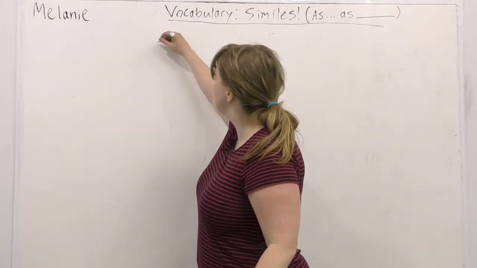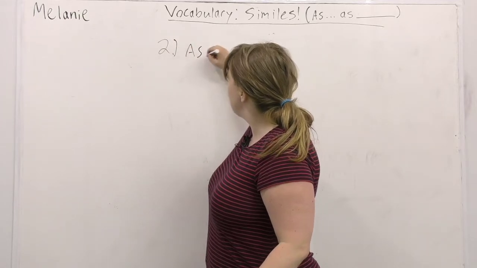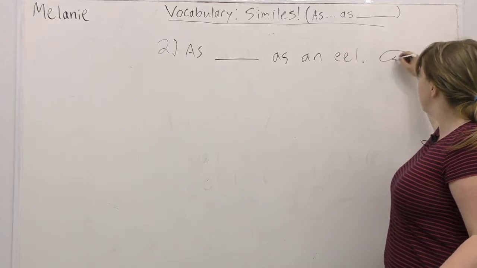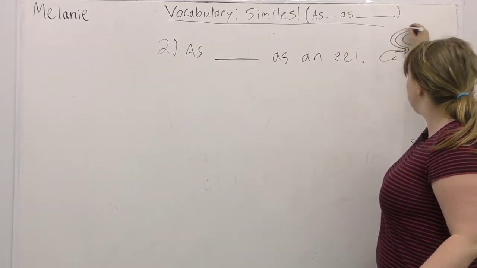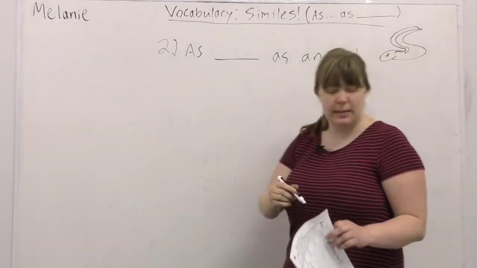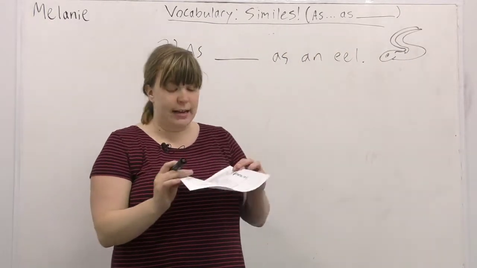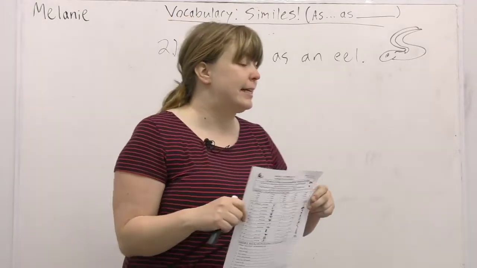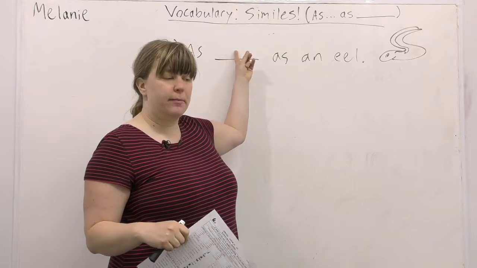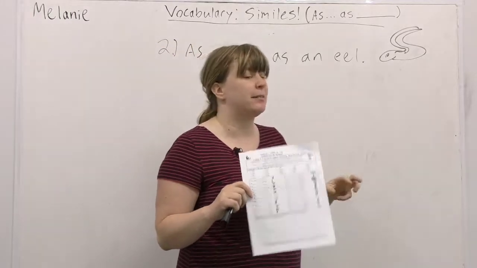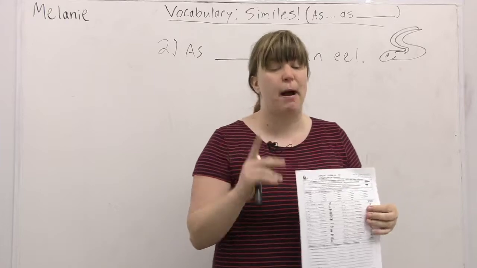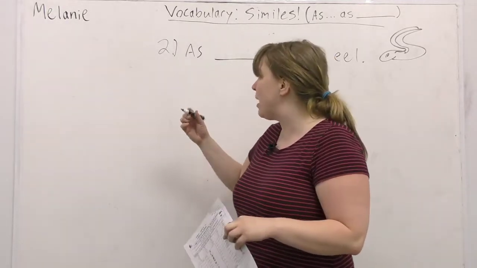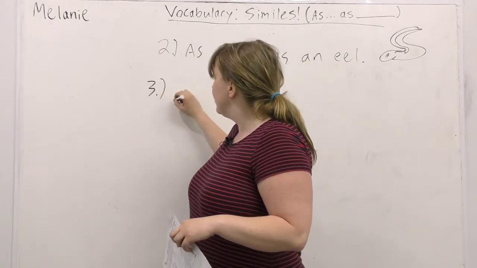We just did this one a few minutes ago. As something as an eel. Remember I drew this guy, the water snaky looking guy? So take a look at all the adjectives here, and please tell me which adjective we should put in this blank. I'm going to give you a minute to think about that, and please type out the answer. In the meantime, I'm going to write down number 3 and number 4.